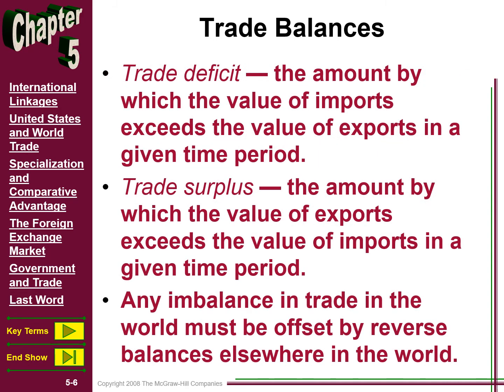However, since the early 1970s, 1974, the United States has been running a trade deficit. So a trade deficit occurs when the total value of U.S. exports in dollar terms is less than the total value of U.S. imports. So if you add all the goods and services the United States exports, you subtract out the goods and services the United States imports, if that calculation sums to a negative, then we have a trade deficit.